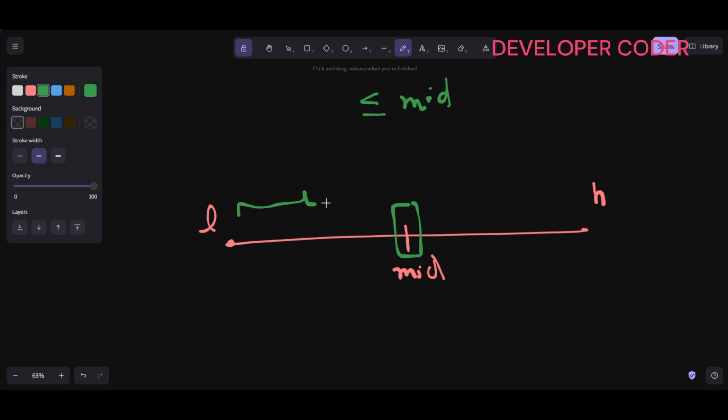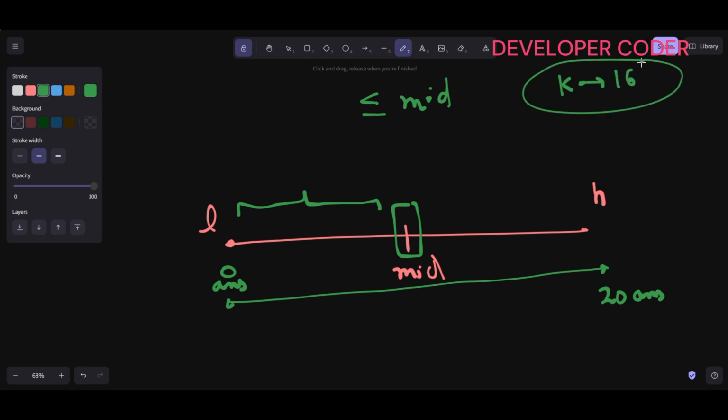Let's suppose we are going to get some value here. Let's say this total, from here to here, has 20 answers possible, and here 0 answers, and you are finding a k for 16. Okay, 16 answers you are finding. And in the mid you are going to say 0 plus 20 minus 0 divided by 2, which is 10.